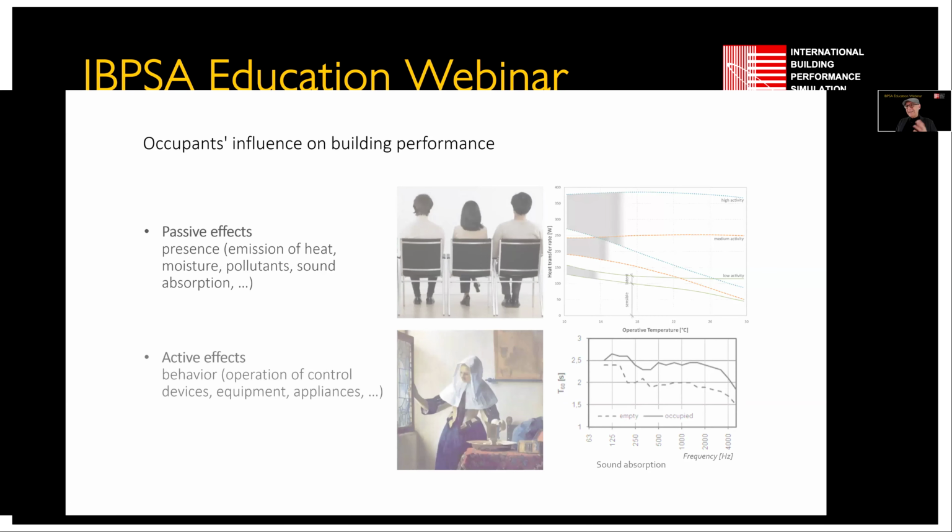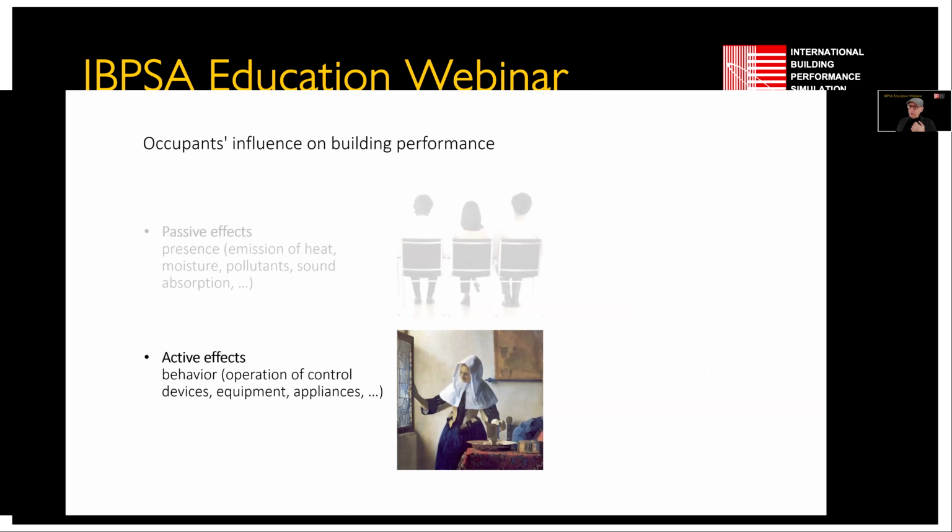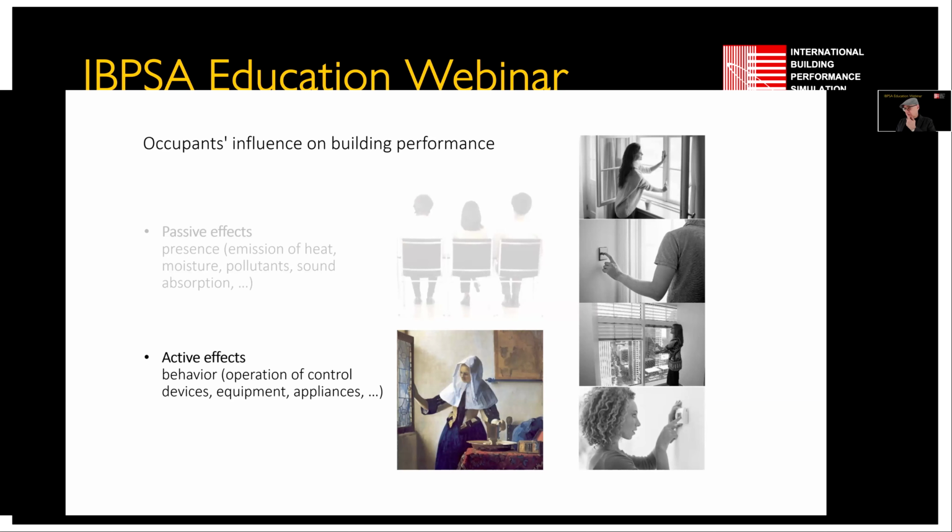But there are also these active effects. With active effects, we can think about interactions of building users with the building control elements and systems for lighting, for shading, for temperature control, and use of electrical equipment. All of these interactions obviously also have ramifications for the transfer of energy, the energy flows in the buildings, and the derivative requirements in terms of the provision of heating, cooling, and ventilation.